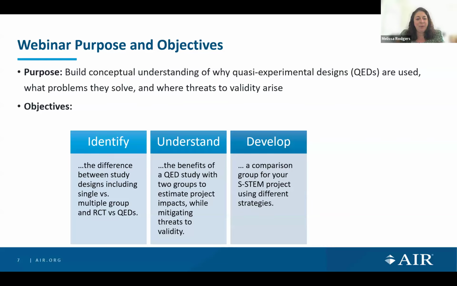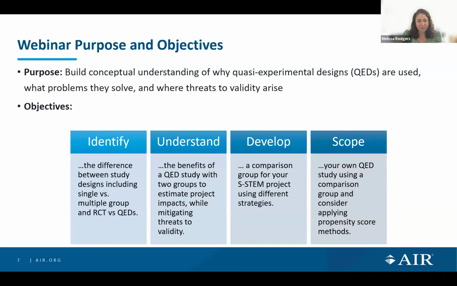Third, we'll help you figure out how to develop that non-randomized comparison group for your STEM project using 3 different types of strategies. And then we'll also provide guidance around developing your own, to scope your own QED study using a comparison group, and potentially consider applying some more advanced propensity score methods, which will be the focus of our second follow-up webinar in about a month. So part 2 to come.